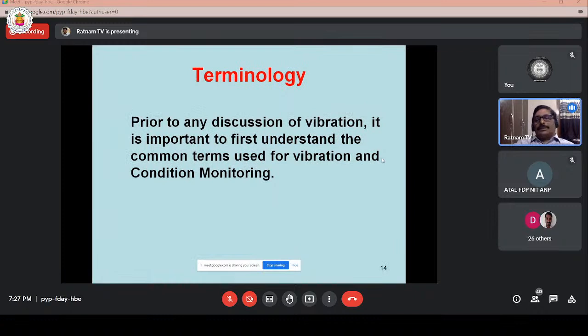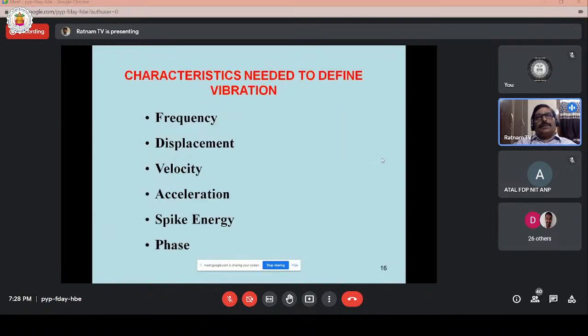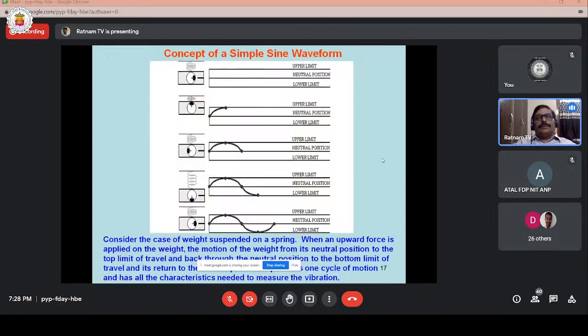Prior to going into condition-based maintenance, I would like to introduce certain terminology. I will quickly go through it because it is used in vibration condition monitoring and analysis. The basic characteristics needed to define vibration are frequency, amplitude, which can be displacement, velocity or acceleration, and phase. These three parameters, frequency, amplitude, and phase, are the basic characteristics needed to define any vibration problem. So this I can skip.